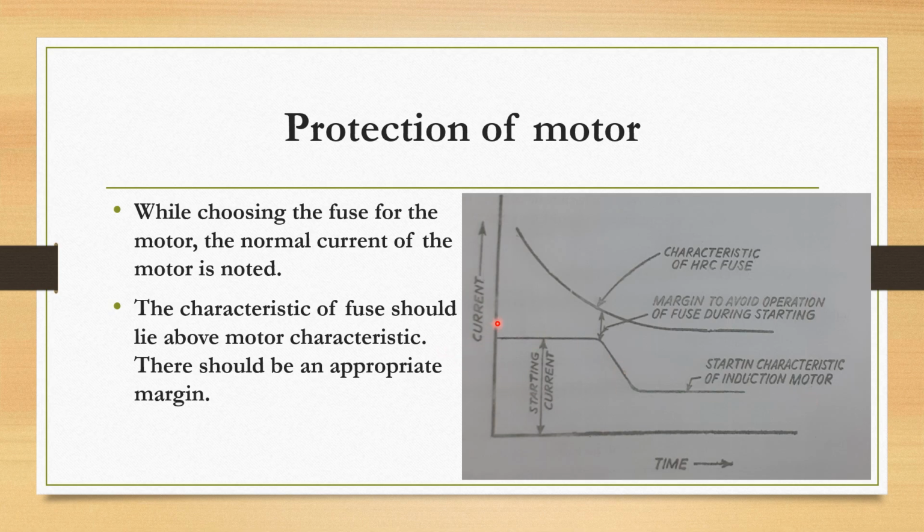So at the starting moment it takes very heavy current for a shorter duration. So we are expecting that your HRC fuse should carry that current for a moment. It should not create any interruption. The characteristic of the fuse should lie above the motor characteristic. Just shown here, the characteristic of the fuse is above the motor characteristic. Then and only then will it give you proper protection against overload and short circuit.